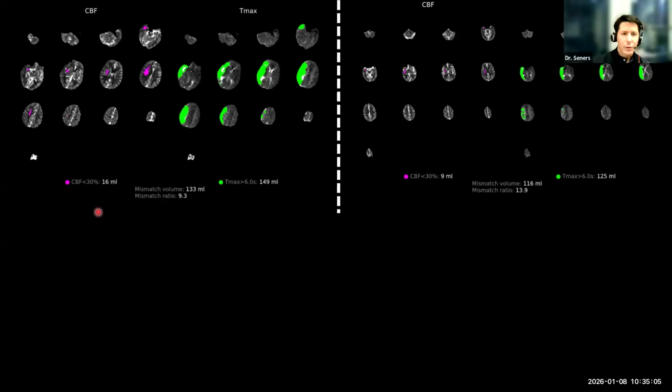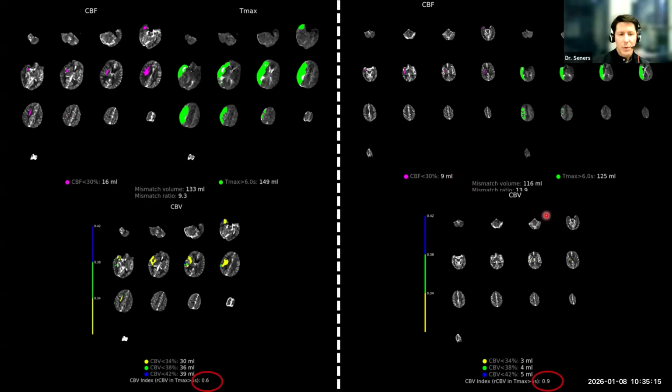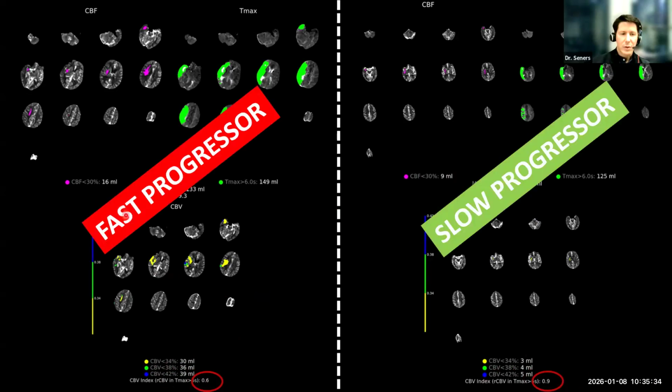time. So again, two different patients with very similar profiles, small ischemic core on CBF less than 30%, high Tmax lesions. But you can see if you look at the CBV index, which is provided by RAPID, that they are very different in those two cases. The one on the left has a low CBV index, indicating poor collaterals, while the one on the right has a high CBV index, indicating very good collateral status. So the patient on the left is a fast progressor and the one on the right is a slow progressor.